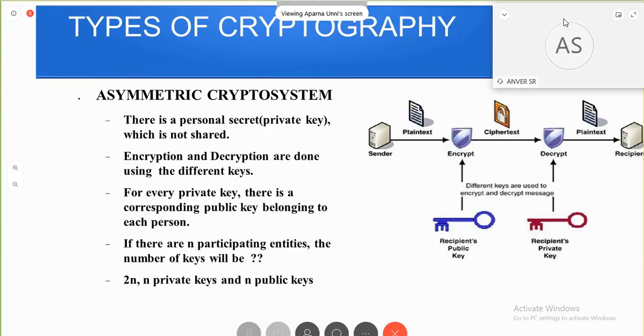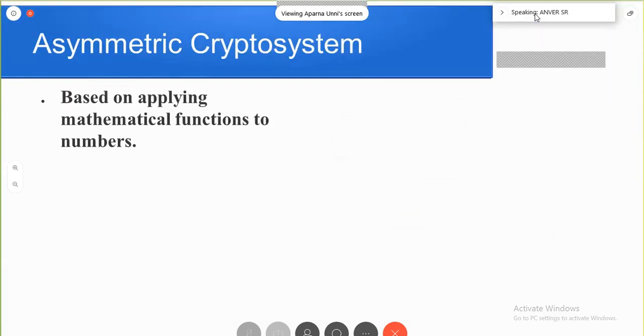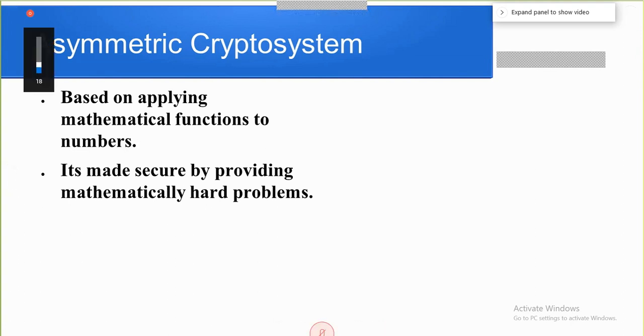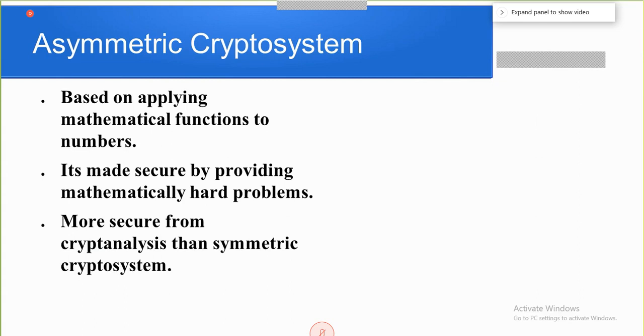Next. So, what is there in asymmetric crypto system? This asymmetric crypto system is mainly based on applying mathematical functions to numbers. That is, it is made secure by providing mathematically hard problems. The security is given to the asymmetric crypto system through mathematically hard problems. And this is considered more secure from cryptanalysis than the corresponding symmetric crypto system. Okay, next.